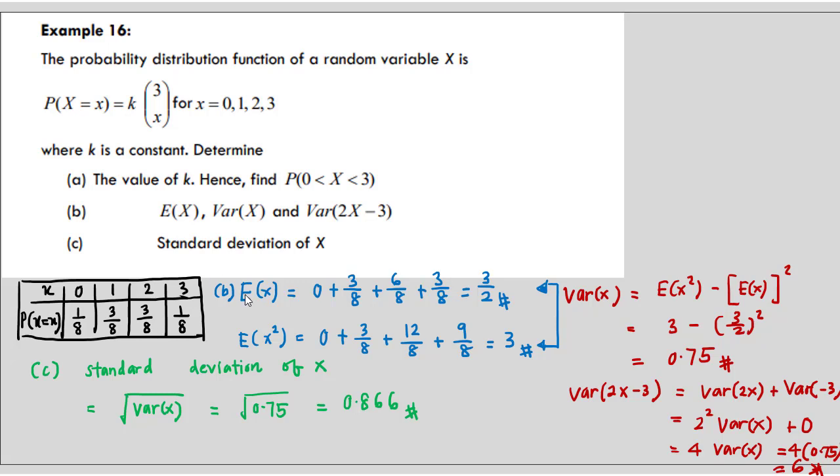Last is the standard deviation. You just square root the variance, then you get the answer. Is it very simple for the discrete random variable?